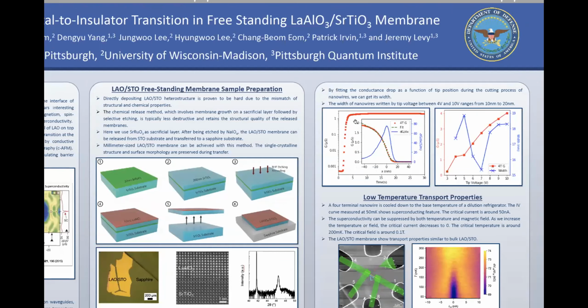As soon as the tip sketches the main channel with a positive voltage, you can see a conductance jump, and this jump can be erased with a negatively biased tip. So basically, we conclude that our LUSTO membrane has a reconfigurable two-dimensional electron gas, and its conductance and the width of the nanowire are all comparable to the typical LAO/STO grown on bulk STO substrate.